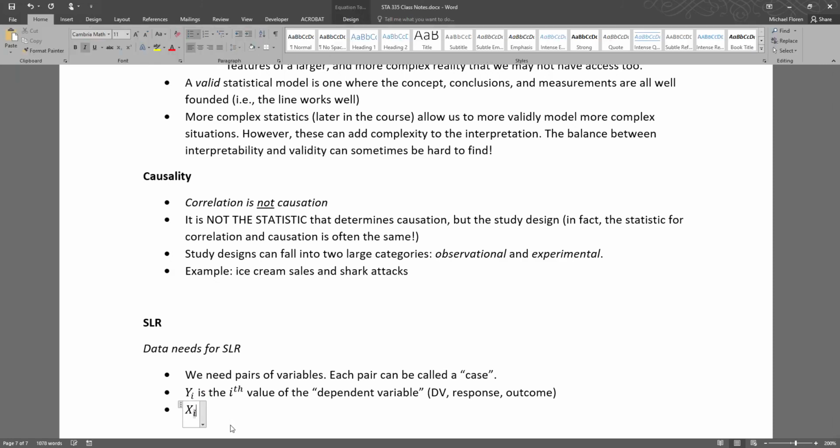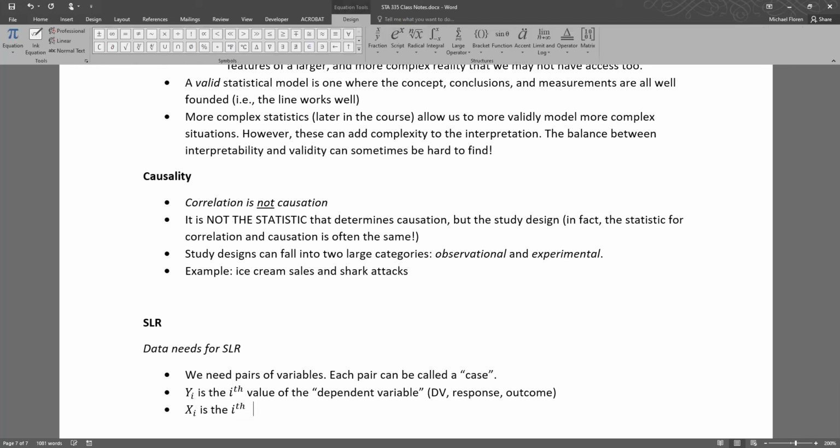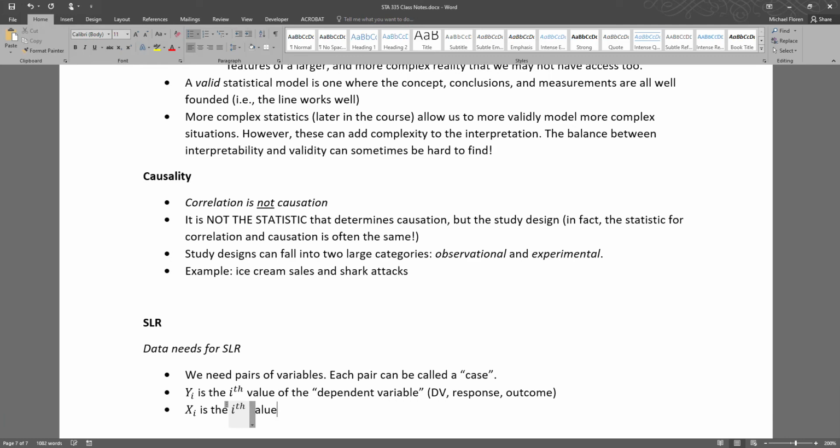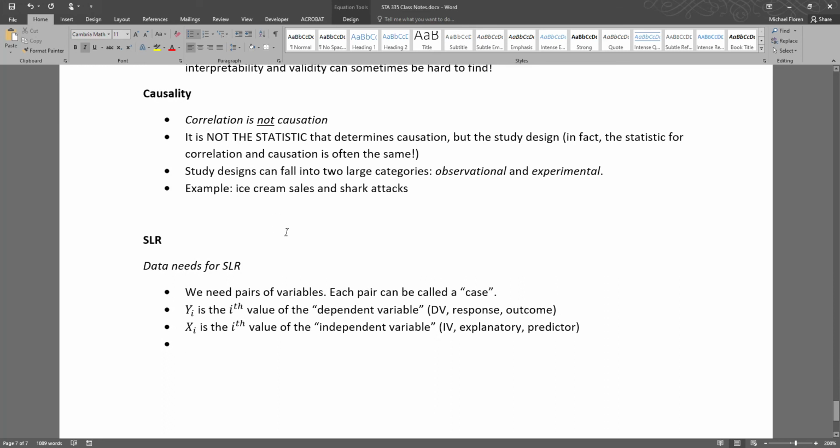X is typically the variable that we use to denote the independent variable. So x sub i is the ith value of the independent variable, called the IV, the explanatory variable, because it explains what happened, or the predictor. So if it turned out that there was a relationship between ice cream and shark attacks, we would say that ice cream may predict whether or not you're going to be attacked by a shark.